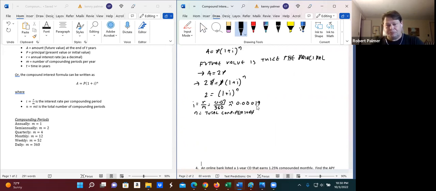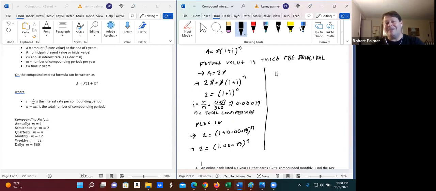Now, we're going to plug these in. We're going to have 2 is equal to 1 plus 0.00019 raised to the n. And of course, that's just going to be 2 is equal to 1.00019 to the n.